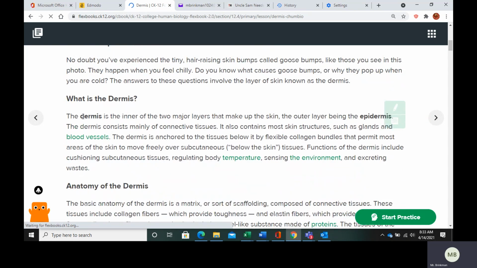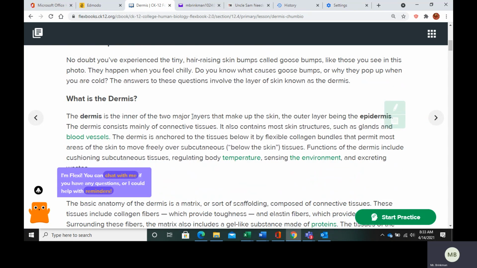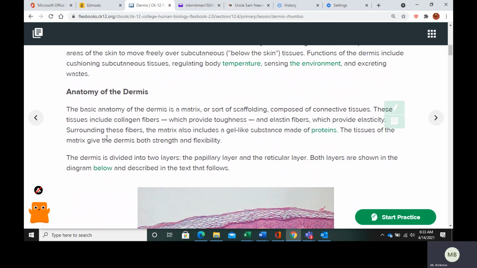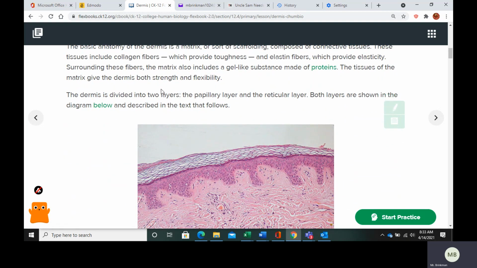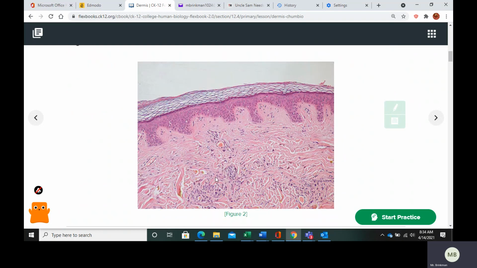So the dermis is going to be the inner of the two major layers of skin. The outer layer is the epidermis. The dermis is going to be mainly connective tissues, but it's also going to contain stuff like glands and blood vessels. The dermis has two main layers, the papillary layer and the reticular layer. So this is the papillary layer, this purplish stuff here, and this is the reticular layer.